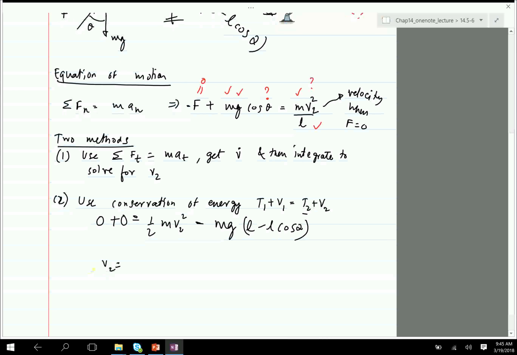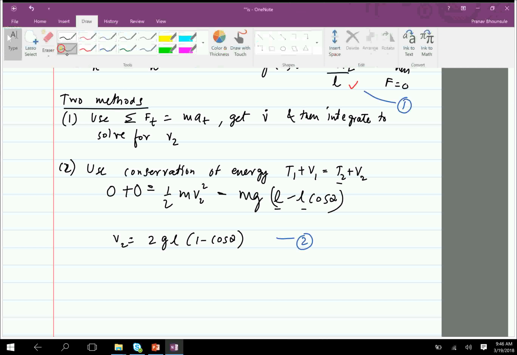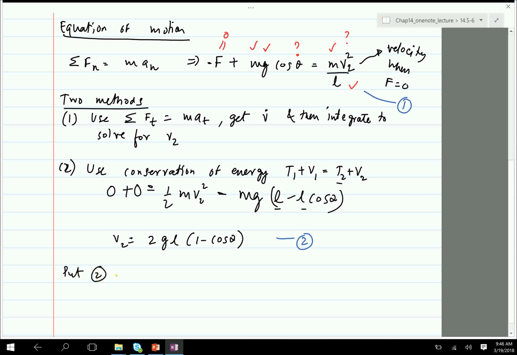So V2 square equals 2GL, 1 minus cosine theta. Let's call this first equation, F equals ma equation, 1. The next equation is 2. So I'm going to put 2 in 1 to get minus F plus mg cosine theta equals m divided by L times 2GL, 1 minus cosine theta.